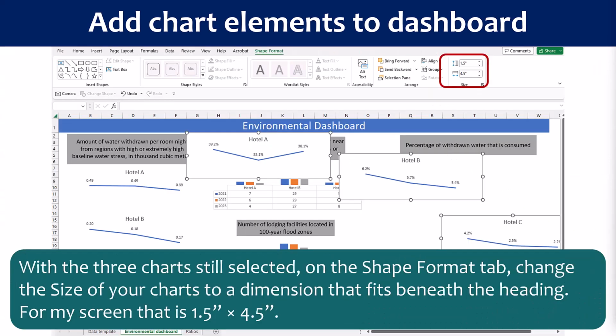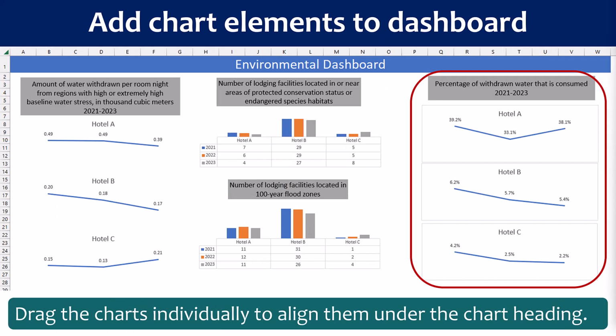With the three charts still selected, on the Shape Format tab, change the size of your charts to a dimension that fits beneath the heading. For my screen, that is 1.5 inches by 4.5 inches. This may take some experimentation to get it just right. Drag the charts individually to align them under the chart heading.